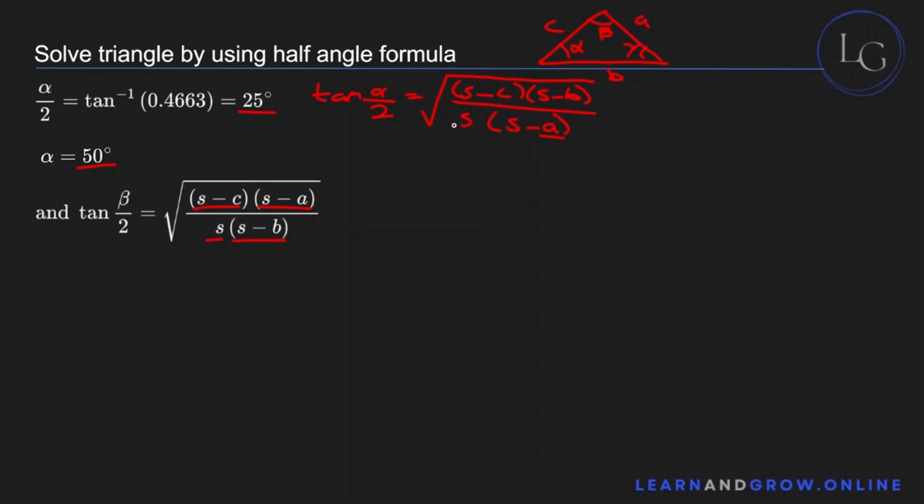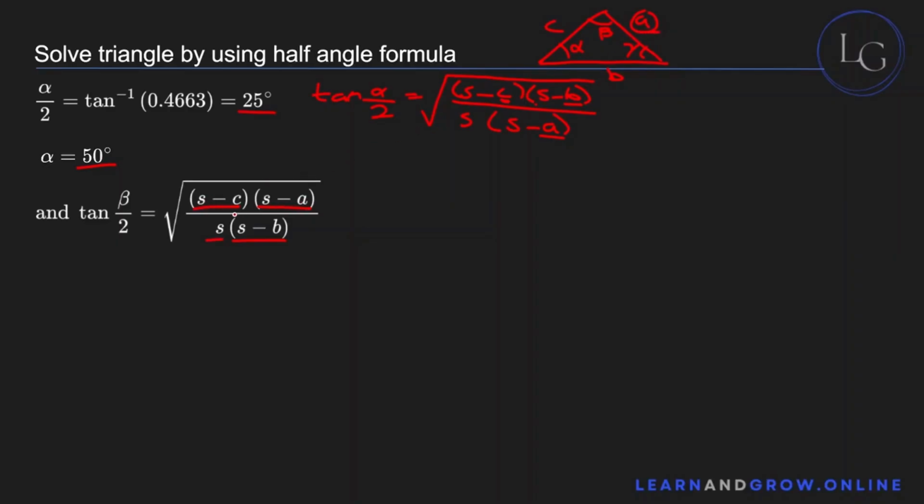Now tan alpha by 2 is equal to S minus the first side that makes up the angle alpha, which is C, into S minus the second side that makes up the angle alpha, which is B. So S minus C into S minus B over S into S minus the side that is opposite to the angle alpha, which is A, right? Similarly for beta by 2, under root S minus the first side that makes up beta is C into S minus the second side that makes up the angle beta, which is A.